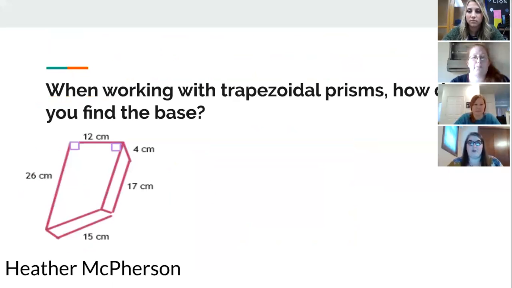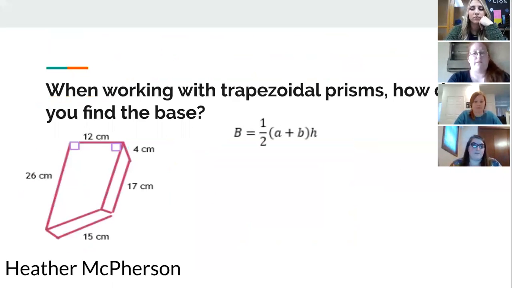Hey, Heather, so when working with trapezoidal prisms, how do you find the base? And that's a really good question. When I look at this shape, it kind of threw me off at first. So the equation that we're going to use in order to find the base for the trapezoidal prisms is base equals 1/2 (A plus B) times H.